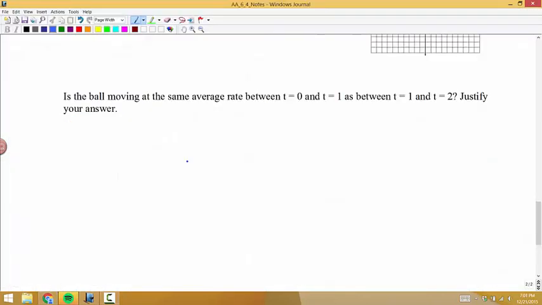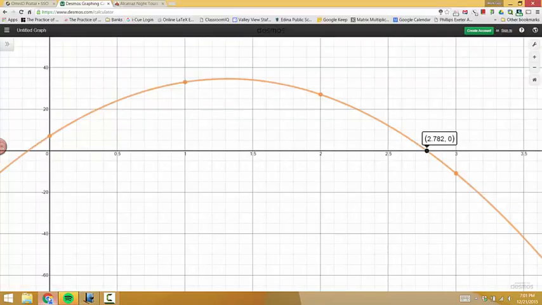In relation to this last question, is the ball moving at the same average rate? Well, if it was moving at the same average rate, then it would have to be linear. So if I look at the graph of this, I notice that it's not linear. Therefore, the rate from 0 to 1, 1 to 2, 2 to 3, etc., changes over that period of time.